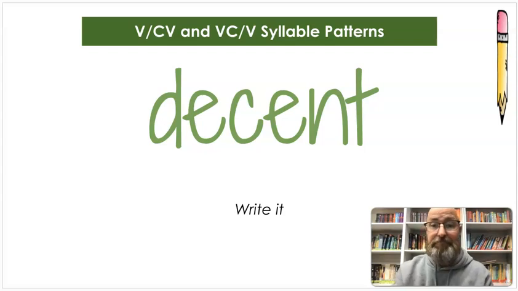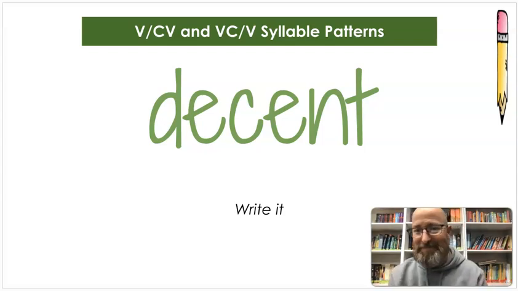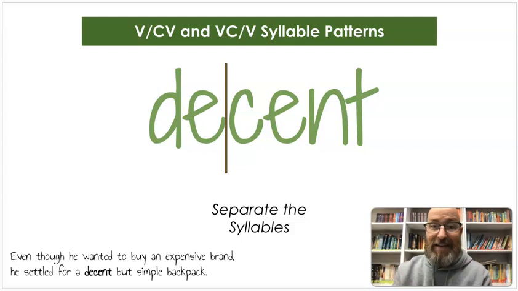D-E-C-E-N-T. Where's the line go? After that E, that's correct. Makes an open syllable with a long vowel sound. Even though he wanted to buy an expensive brand, he settled for a decent but simple backpack.